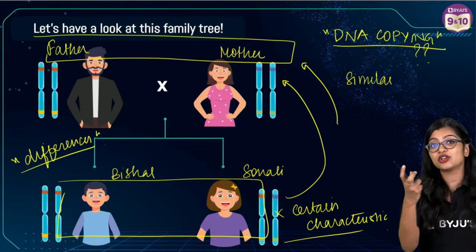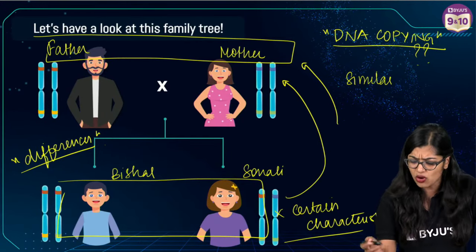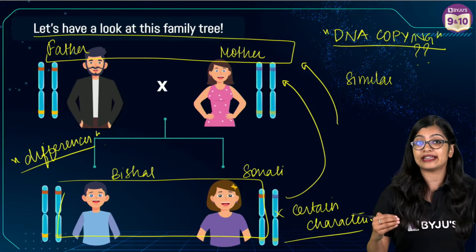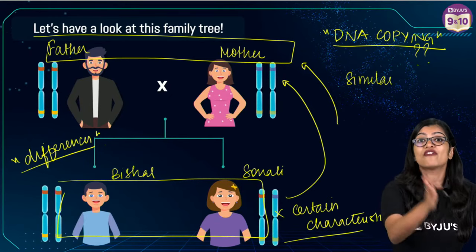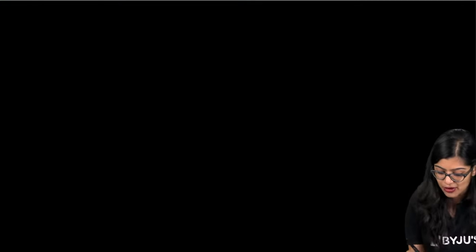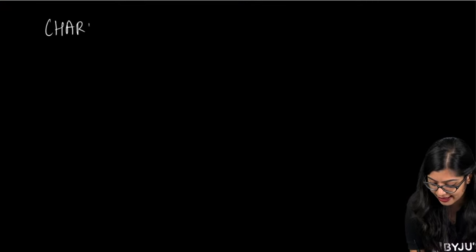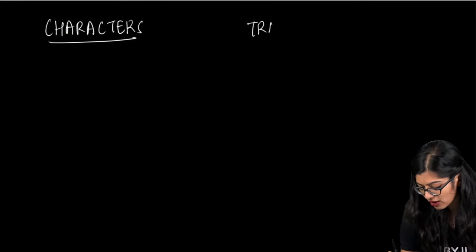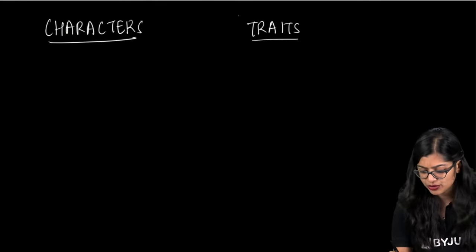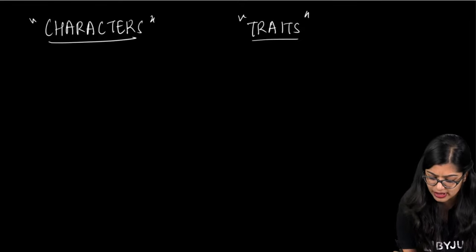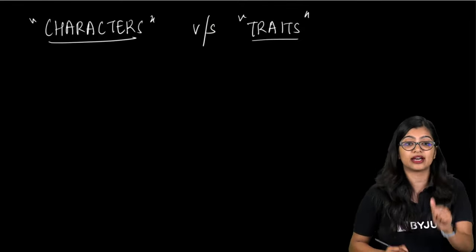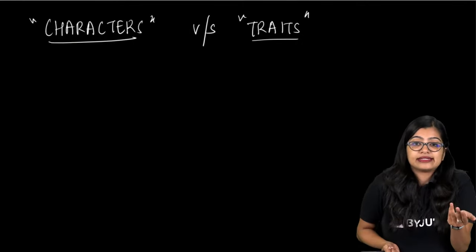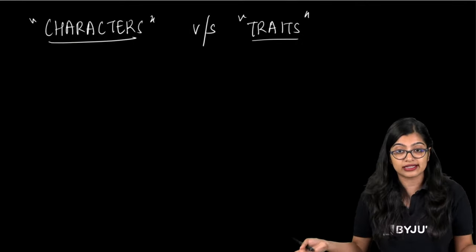So now we have understood about heredity and variation, and now we know that this DNA copying is taking place. But I told you in heredity, there is transmission of characters. So now we have introduced the word characters, and there is also something called traits that you would have read about. So how many of you get confused with these two words? Ma'am, what is character and what is trait? Are they the same? Are they different?